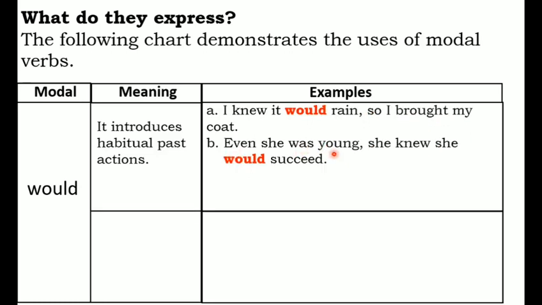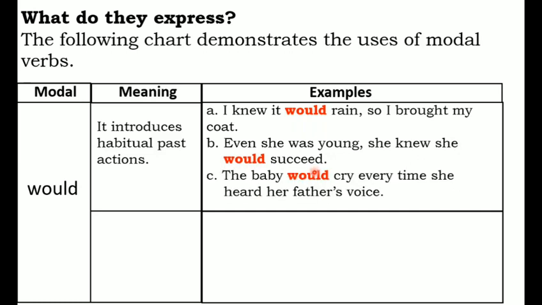Even when she was young, she knew she would succeed. The baby would cry every time she heard her father's voice. Now, all these sentences show habitual action that happened in the past. Nagpapakita ng kagawian o palaging ginagawa, pero sa nakalipas.